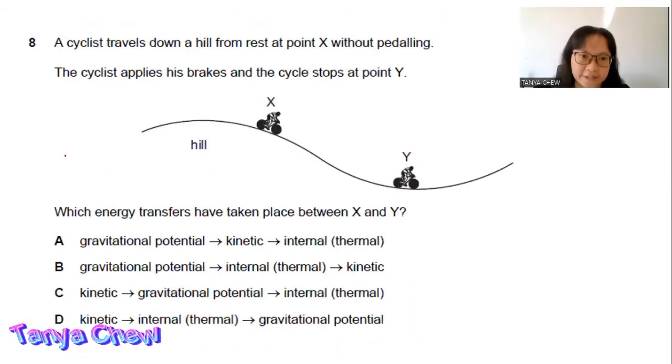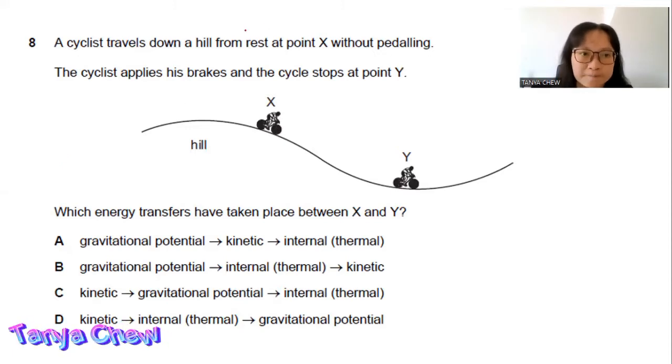Now, question number 8, this is a repeated past year question. A cyclist travels down a hill from rest at point X without pedaling. The cyclist applies his brakes and the cycle stops at point Y. Which energy transfers have taken place between X and Y?